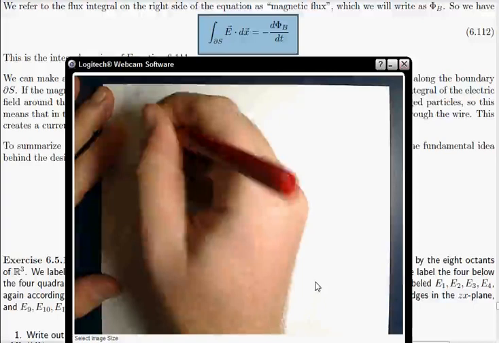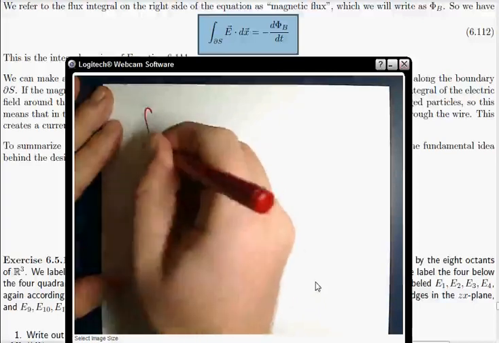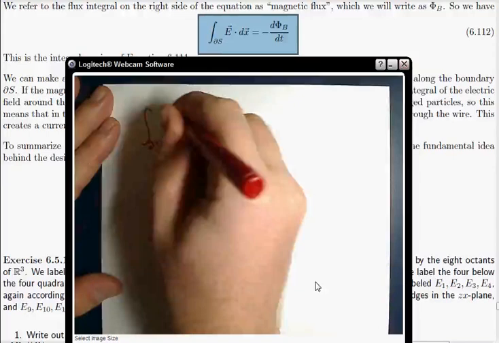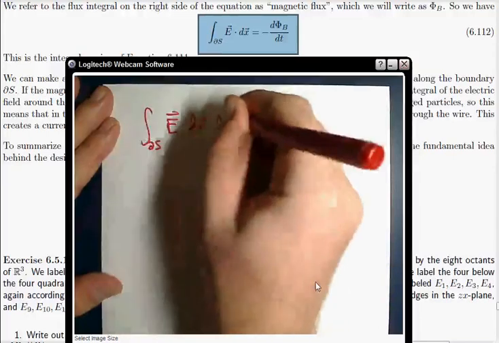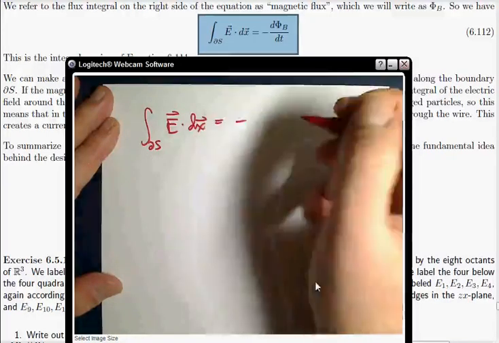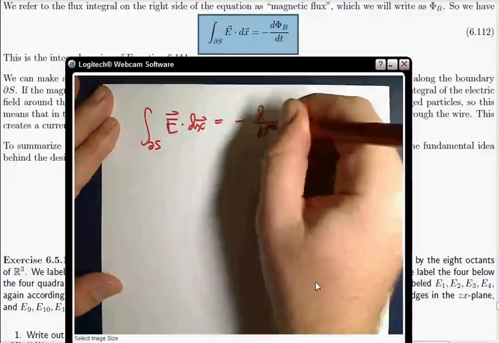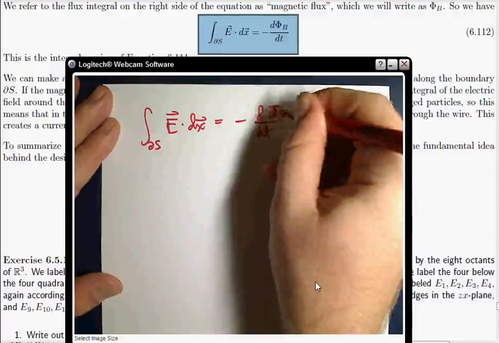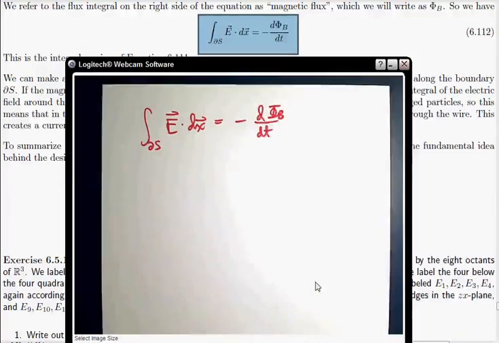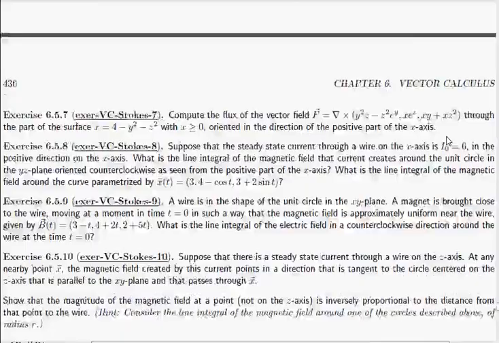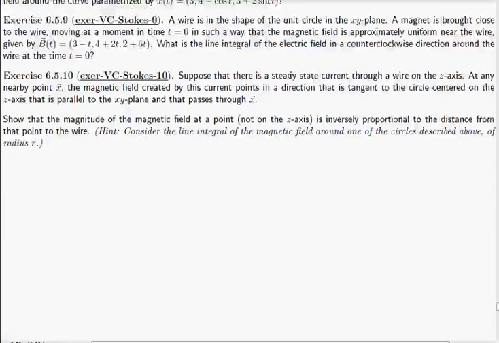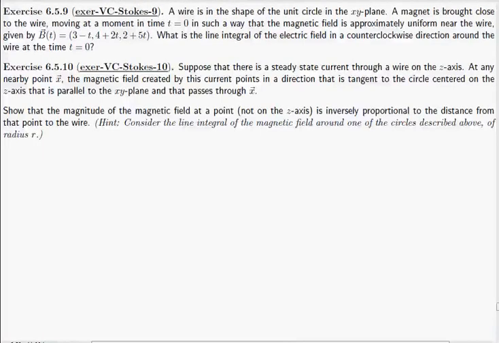So the line integral around the boundary of a surface, E dot dx, is the negative time derivative of the magnetic flux. Okay, now back to the problem.